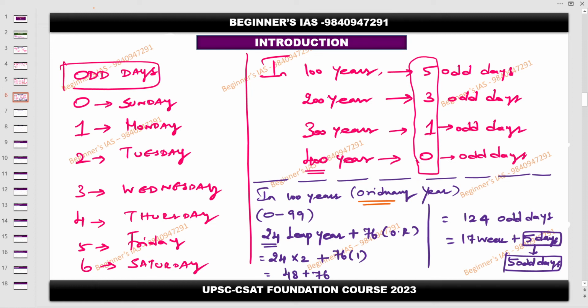Now move on with 400. 100 into 4, obviously, here. Understanding or not? Yes, sir. 400 is directly a leap year. It is purely divisible by 400. Understood, everyone? Yes, sir. Okay, sir. Fine.